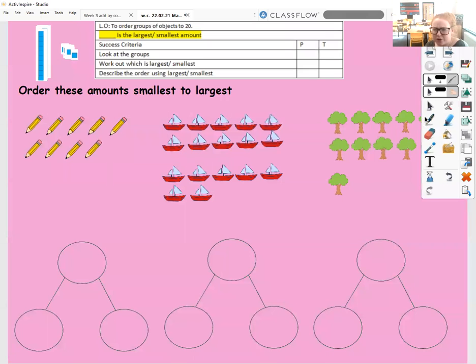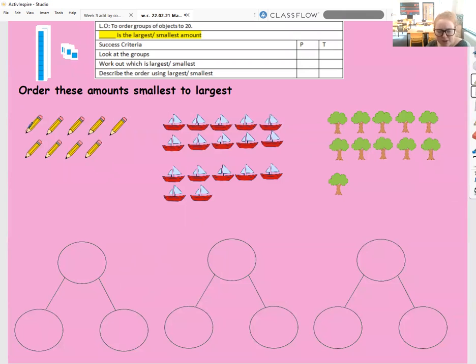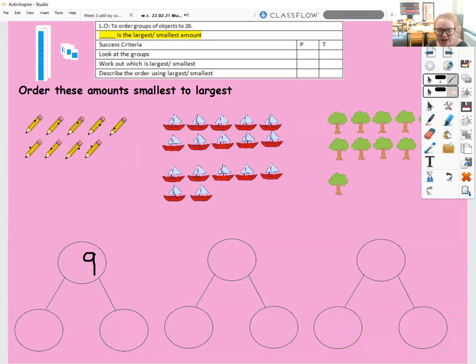Okay, let's look at these three numbers and see if we can break them into two different parts. Let's look at our first number. So we've got pencils here. How many have we got? 1, 2, 3, 4, 5, 6, 7, 8, 9. We have 9 pencils. Fantastic. I want to break 9 into two parts.